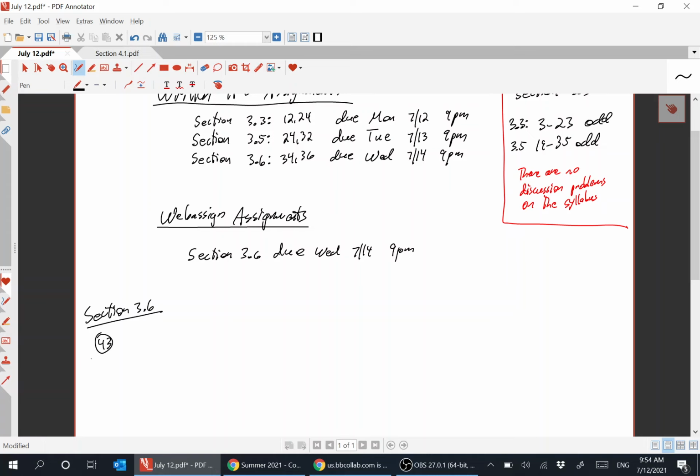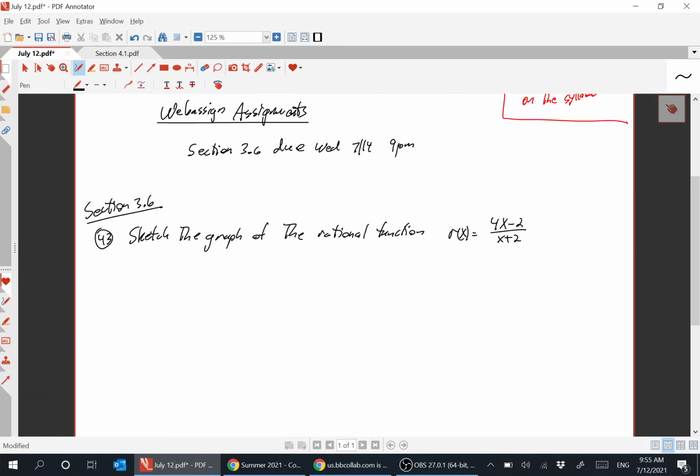Sketch the graph of the rational function r of x is 4x minus 2 over x plus 2. Remember the features that we discussed about rational functions. There are horizontal asymptotes and vertical asymptotes.